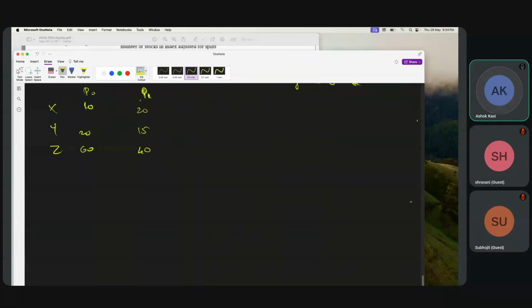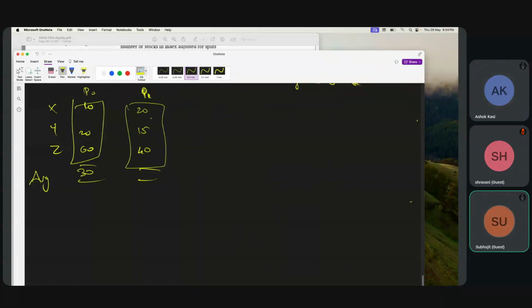So how do I calculate? All I need to do here is take the average price. The average of 10, 20, 60 is 30. And the average of 20, 15, 40 is 25. That means 30 has become 25. So all we have to do is closing price divided by opening price minus 1: 25 by 30, minus 1, and then multiply by 100 to convert it into percentage.